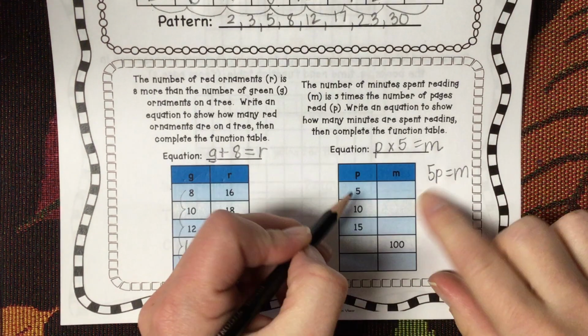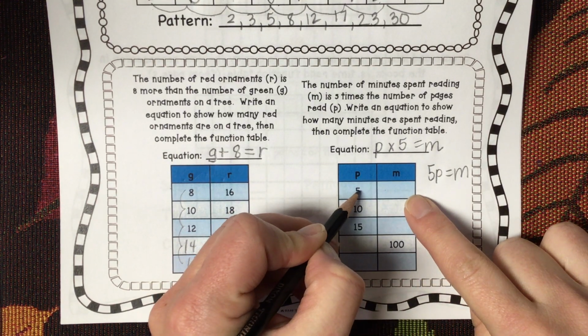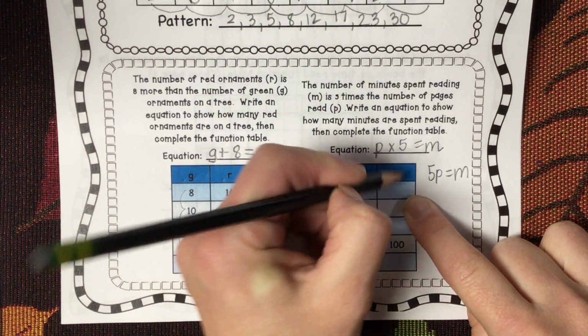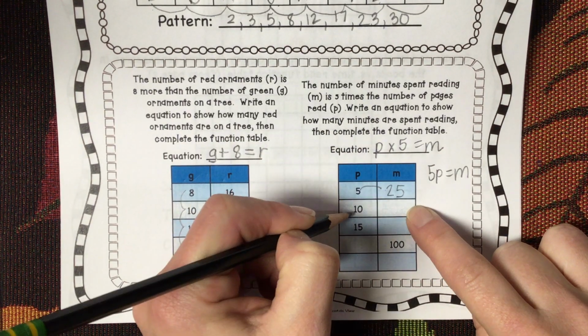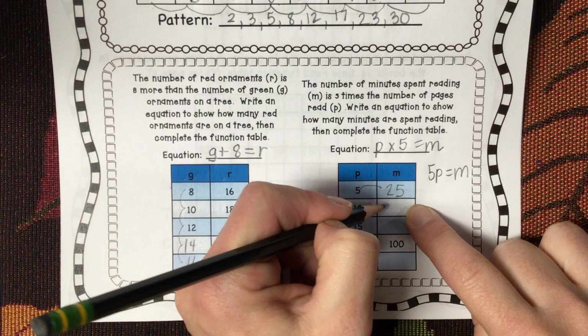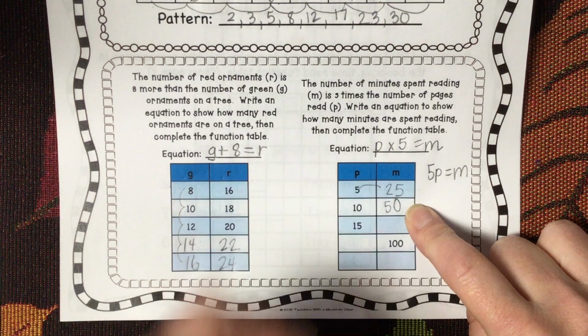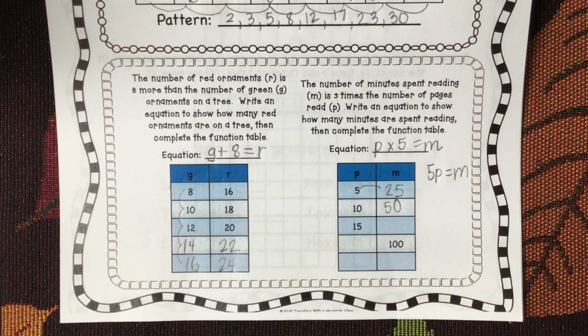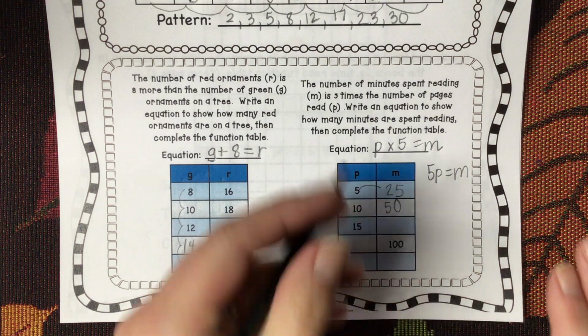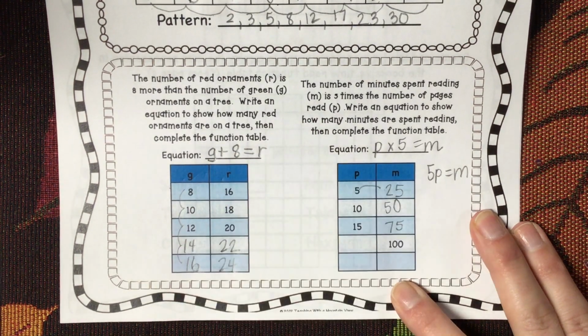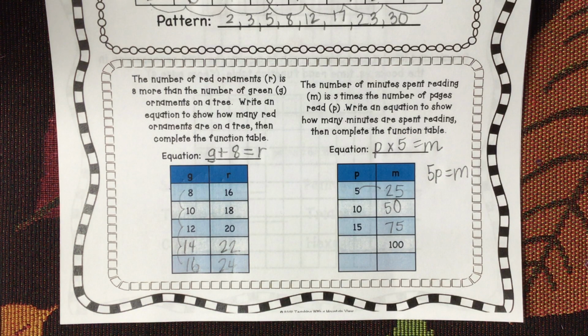Okay. All right. So if we're doing 5 times P equals M, what's 5 times 5? 25. Oh, this is a zeros trick. 5 times 10. 50. It's all right. You were doing the previous problem. I get it. What's 15 times 5? 75. Good job. Oh, shoot. You've got to go backwards, right? Remember we talked about this? If you find the rule, all you have to do is the opposite operation to go backwards. So what's 100 divided by 5? 20.